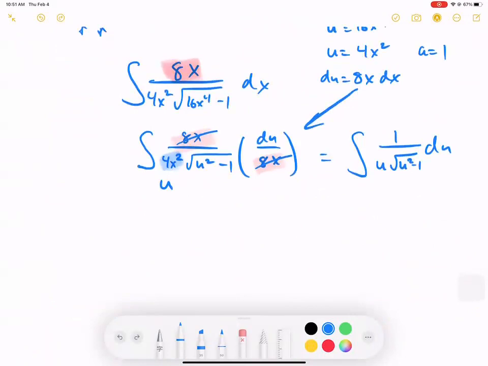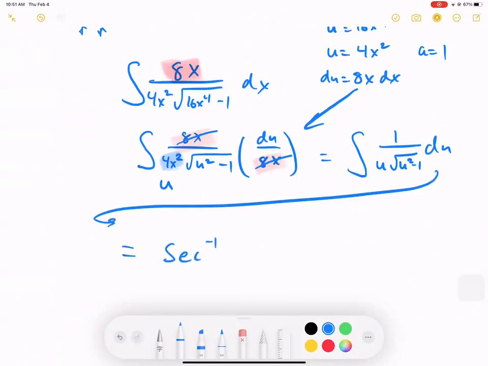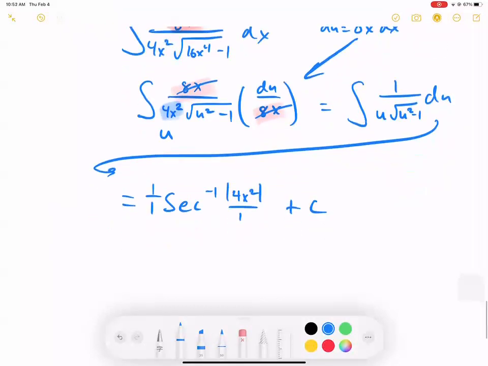Okay, let's continue the problem. This is straight identity. This is equal to secant inverse of, don't forget, 1 over a, which is going to be 1, and u over a, where u is 4x squared over 1, and the top has to be in absolute values, plus c. Simplifying this to make it look a bit nicer, I don't have to write the ones: secant inverse of the absolute value of 4x squared plus c.